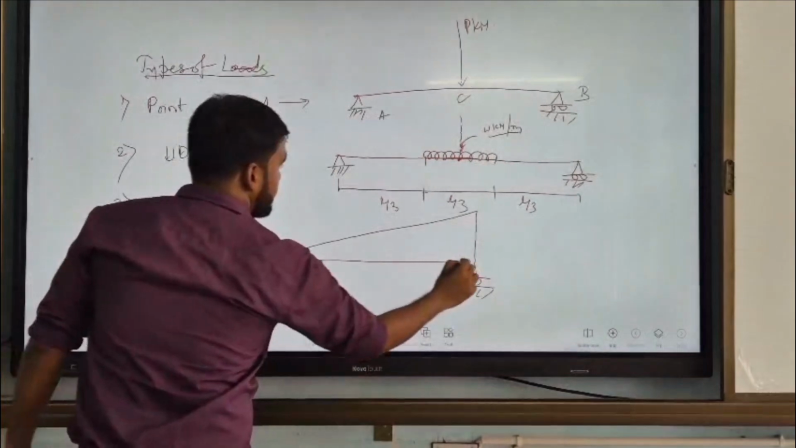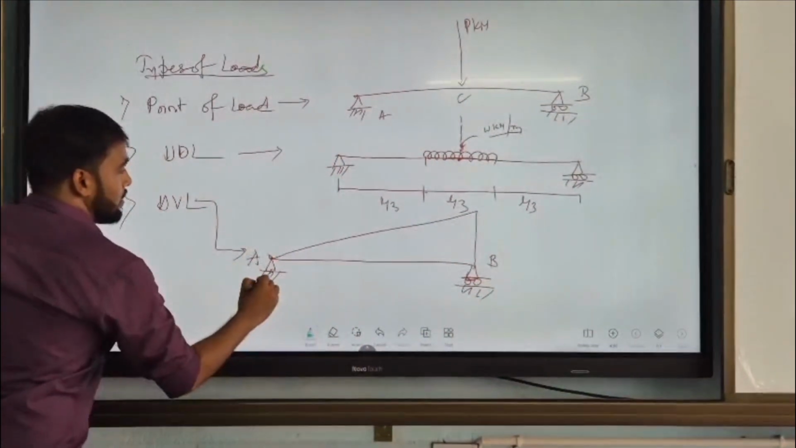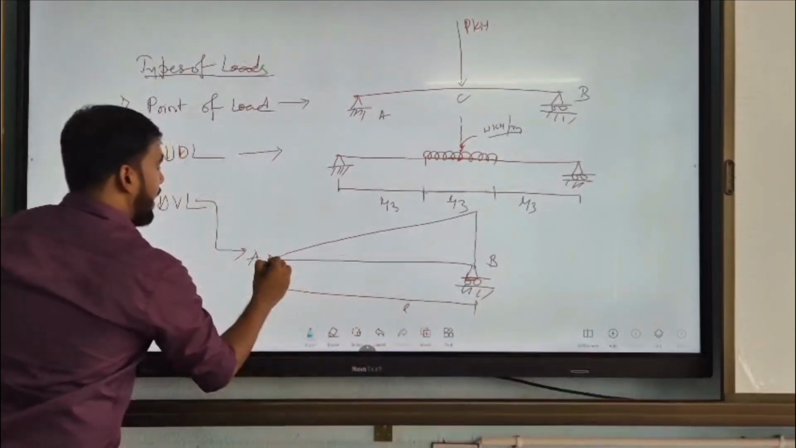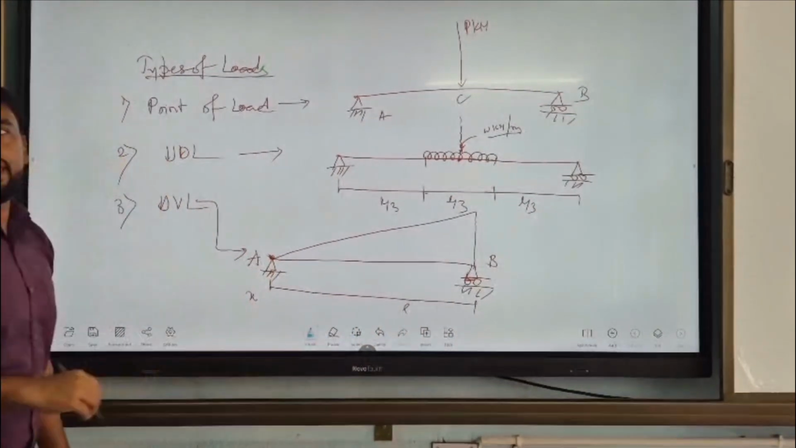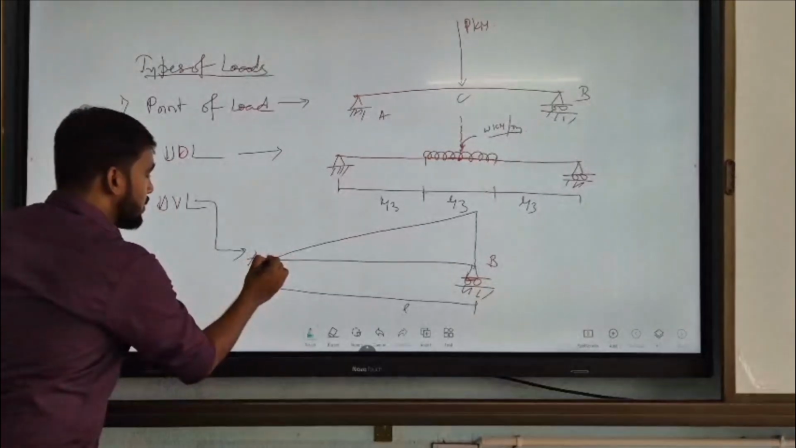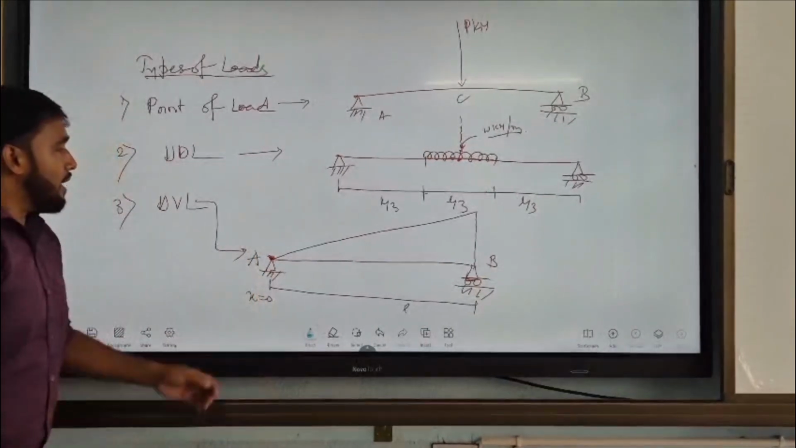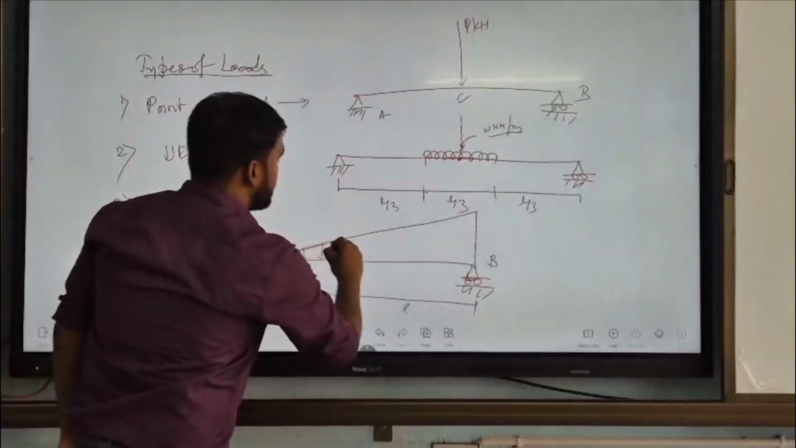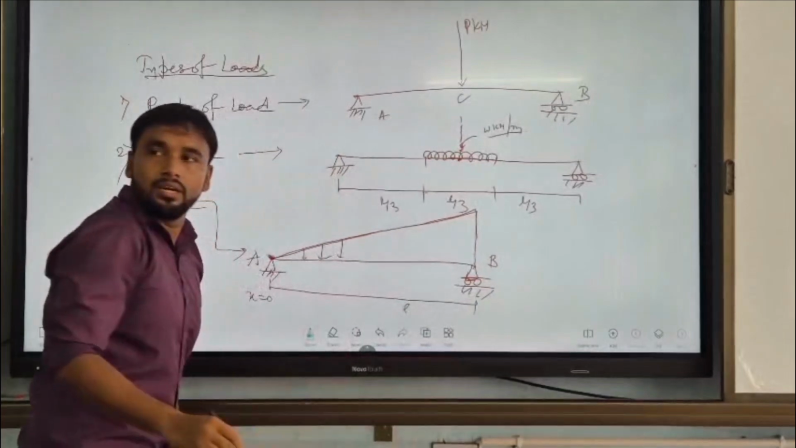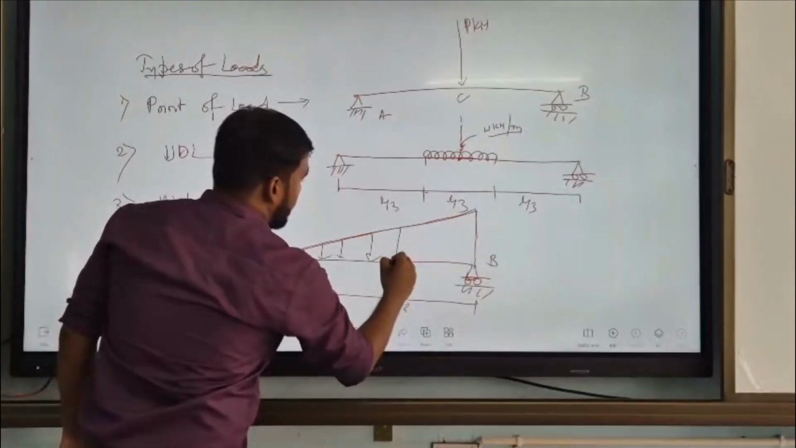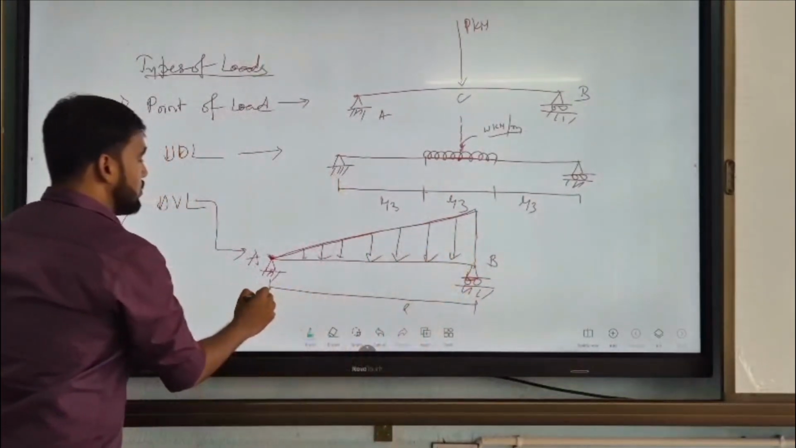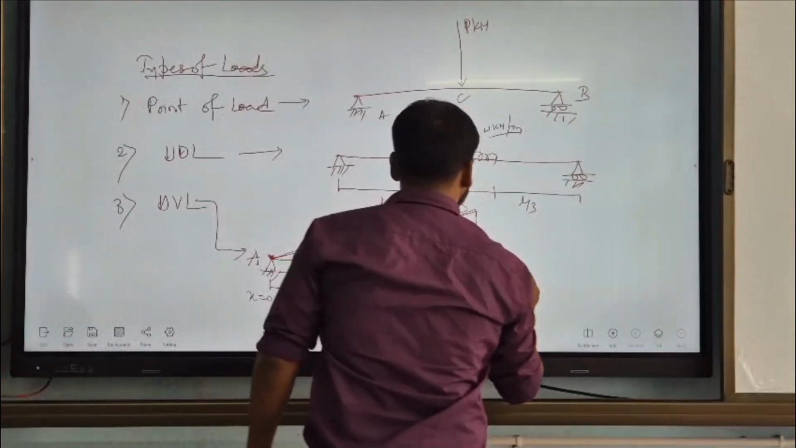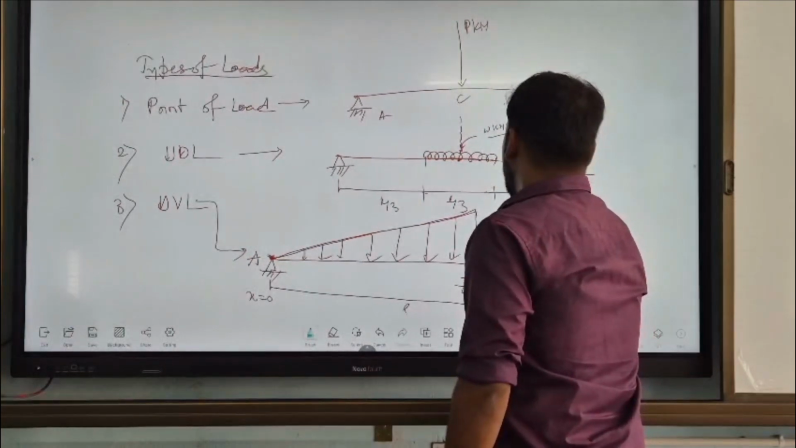Suppose this is your A and this is your B point. I'm starting from here. This length is, suppose, a. At point A, the variable x is starting, and thus here x is equal to 0. So there is no loading, zero loading. This is the intensity of loading curve. Okay, the load is triangular. At x equal to 0, loading is 0. At x equal to a, at point B, the loading intensity is, suppose, W1.